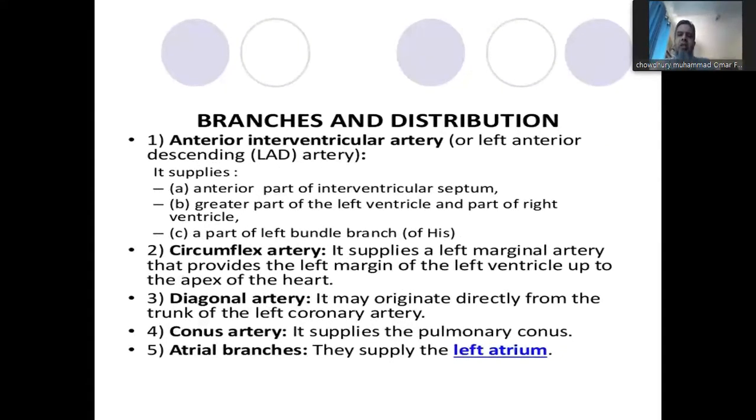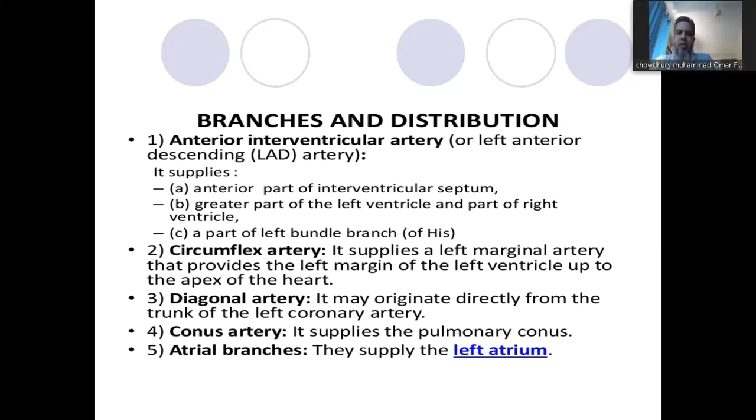Now, branches and distribution of the left coronary artery. First one is the anterior interventricular or left anterior descending artery, which supplies the anterior part of the interventricular septum, greater part of the left ventricle, and part of the right ventricle, also a part of the left bundle branch.